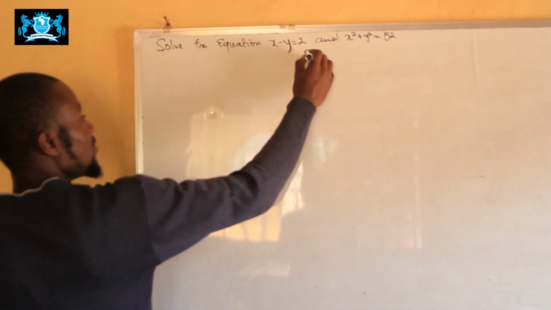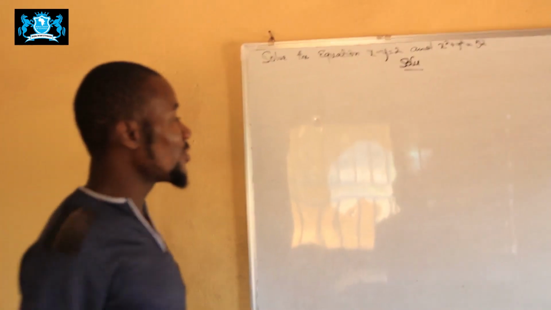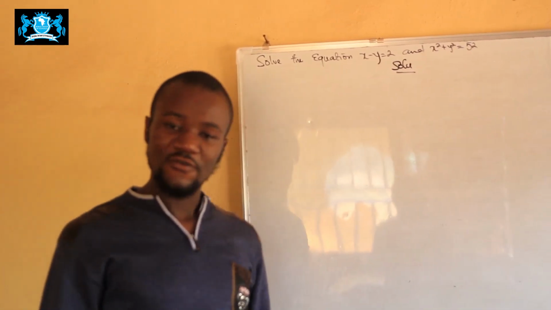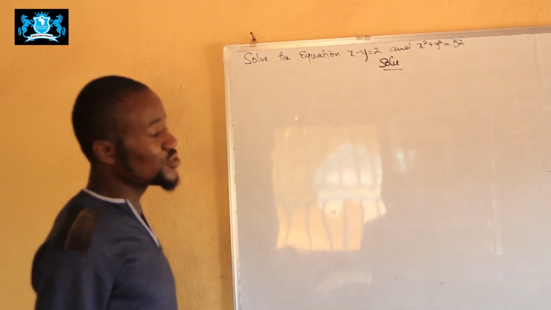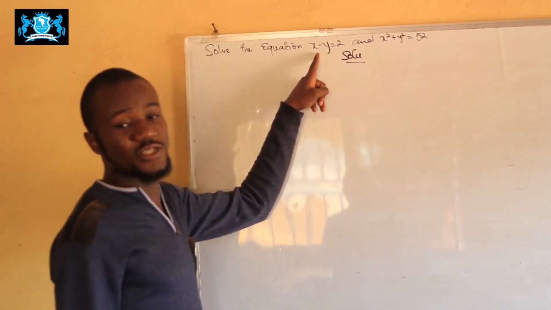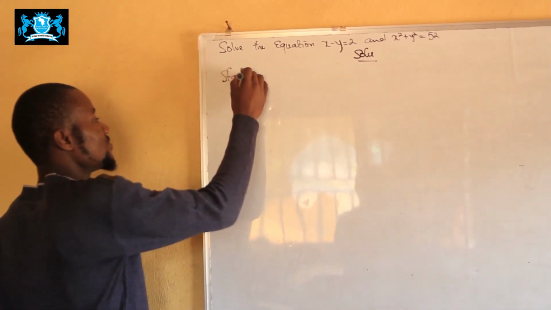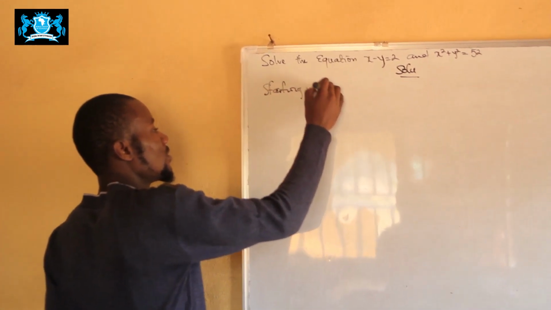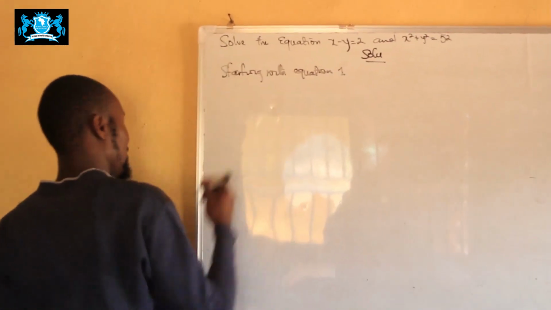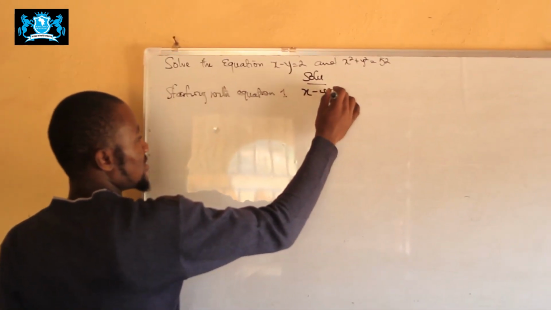So the solution now. We know we have three methods of solving simultaneous equations: the substitution method, the elimination method, and the graphical method. The best method to use here is the substitution method. When you are using it, you start with the smallest equation, equation 1. So we have x minus y is equal to 2.